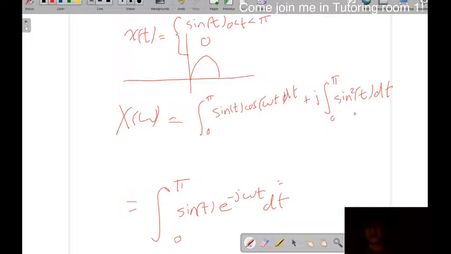So remember those identities that I was talking about. Sine squared of t is going to be (1 minus cosine of 2t) over 2. This comes from the double angle formula. Yeah, we'll substitute that here in a second.